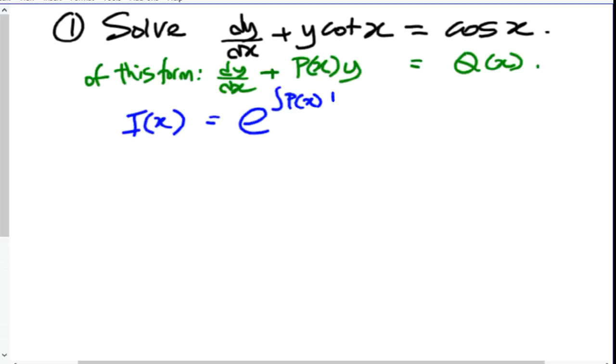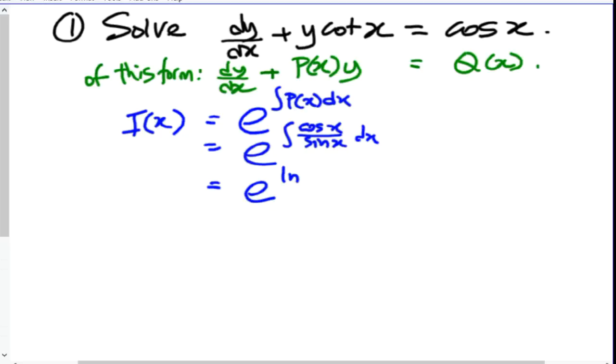integral of p of x dx with respect to x. So this is e to the integral of cotangent x, which is cos x over sine x dx. You can see that the numerator is the derivative of the denominator. So the answer here is e to the power of natural log of sine x plus c, and we ignore the c. Therefore, the integrating factor itself is only sine x.